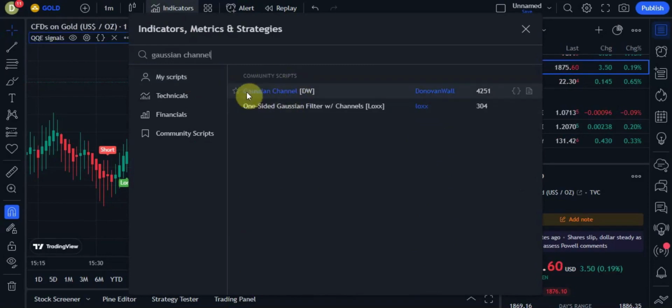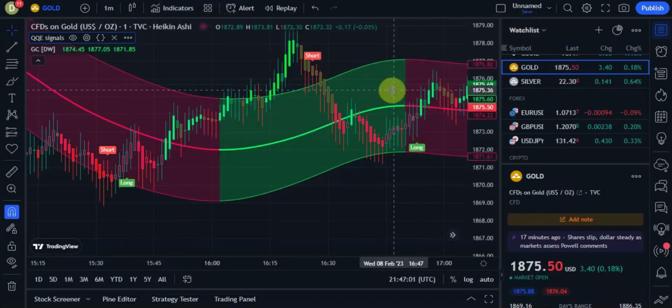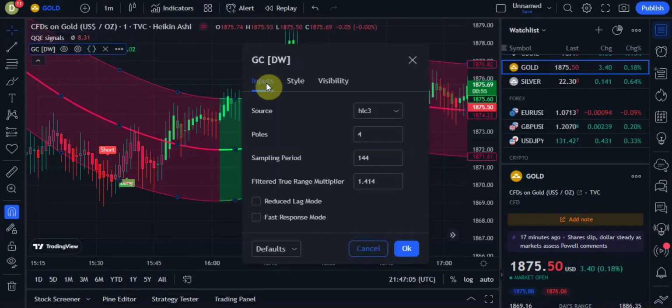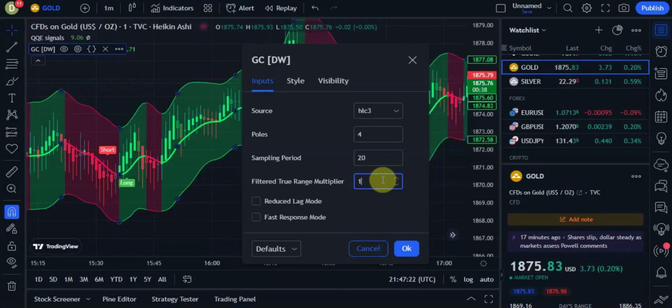And then for our second indicator, let's go ahead and type in Gaussian channel. And here's the one we want, Gaussian channel DW. Let's add this one. Alright, and then we're going to make some changes here. Let's go to settings and inputs, and we're going to change the sampling period here to 20. And we're also going to change the filtered true range multiplier to 2.